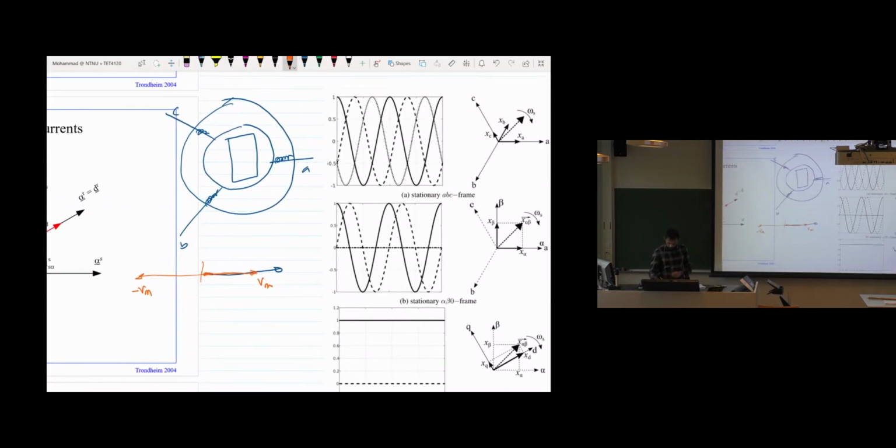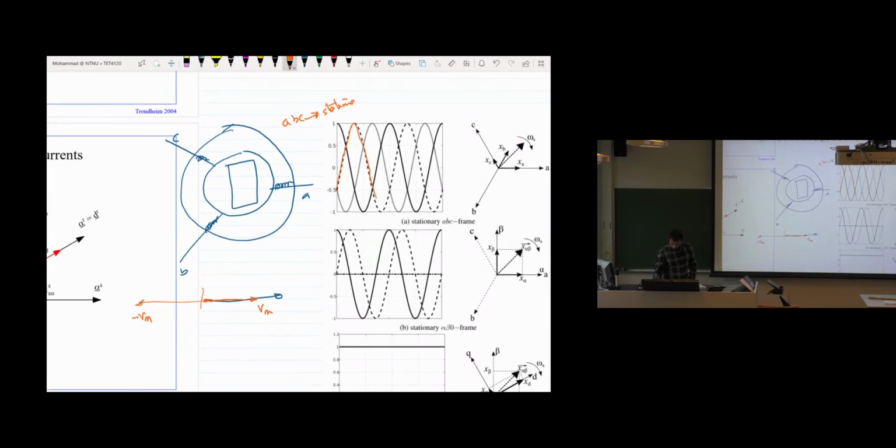So it is like a sinusoidal curve here, because it's starting from 0 and then going to peak and negative peak with time. But what we see is that these are fixed in their position, and therefore we call this ABC frame the stationary frame, because they are fixed in their position.